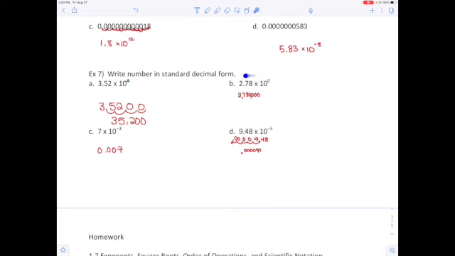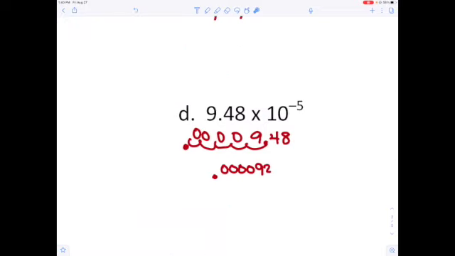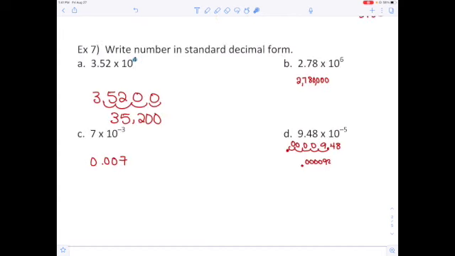So the answer for letter B is 2,780,000, because the decimal was at 2, and then we're moving 1, 2, 3, 4, 5, 6, because the number is going to get bigger with a positive exponent. D is going to be just the opposite. The exponent is negative, so you have to go from the decimal in the small number direction, which is to the left. It's 1, 2, 3, 4, 5. So you should have 4 zeros and 948, and the answer is going to be 0.000092. That concludes today's notes, and thank you so much for watching.